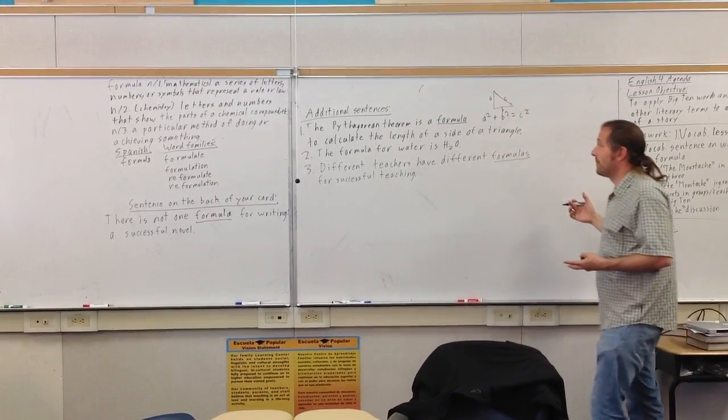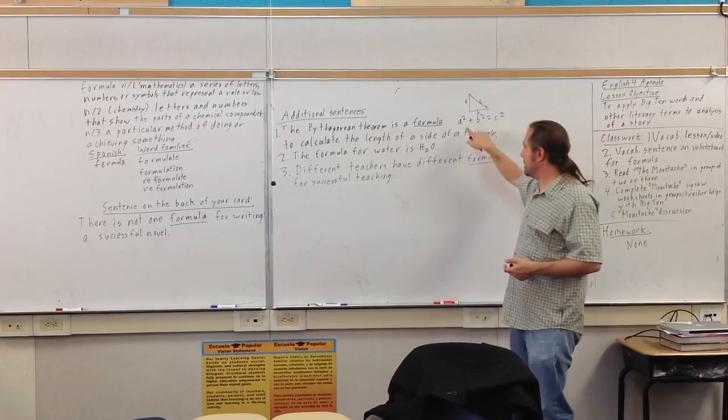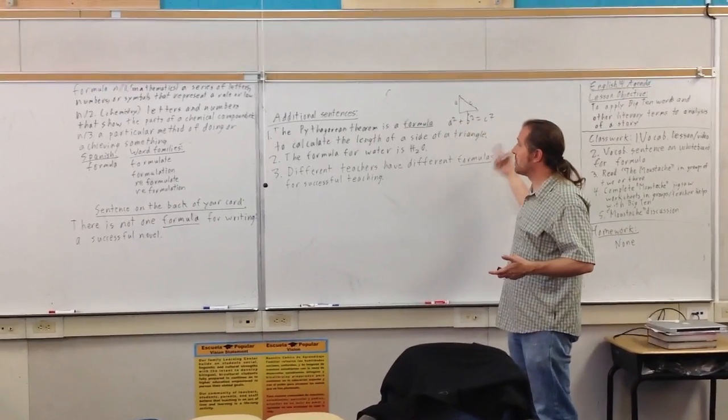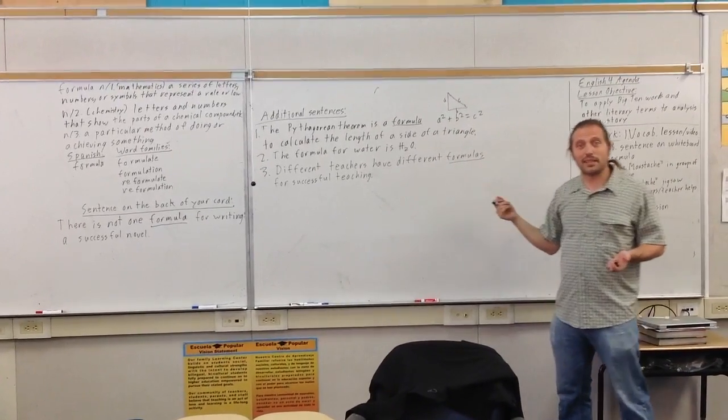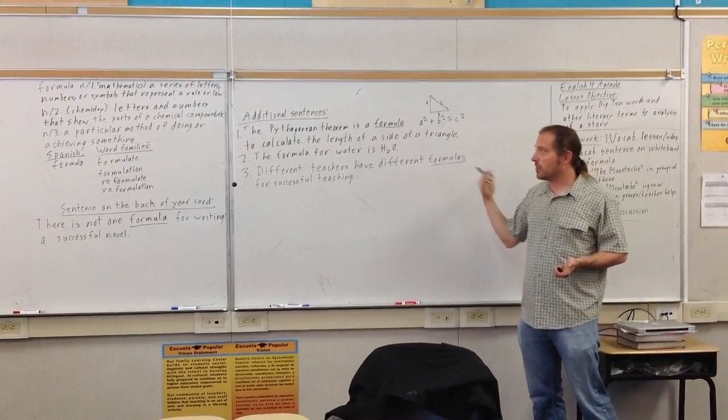Like A, B, and C, and that's how you calculate that. So that's a formula, because a formula is a series of letters. These are letters A, B, C. They represent a rule for how to calculate something in math. That's one meaning of formula.